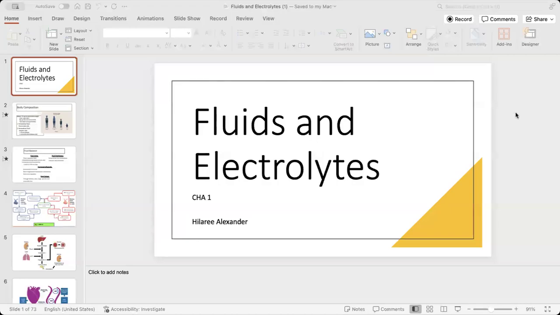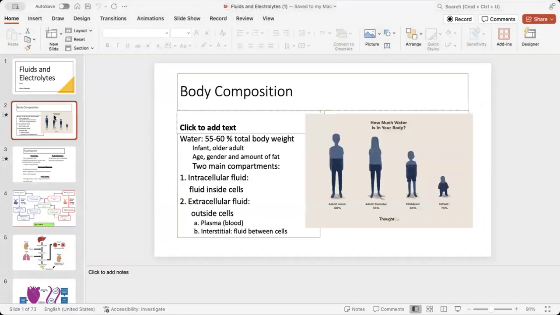This is chapter 13 in your book. As we talk about fluids here, we're going to talk about the composition of the body. About half of our body, total body, is made up of water. So water is important.